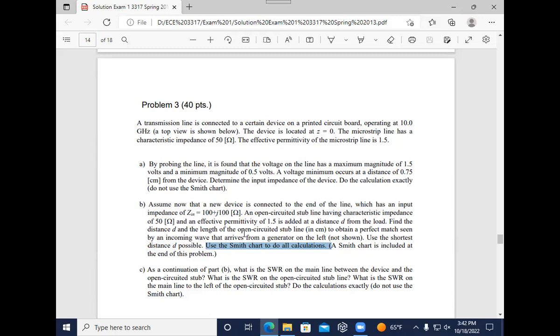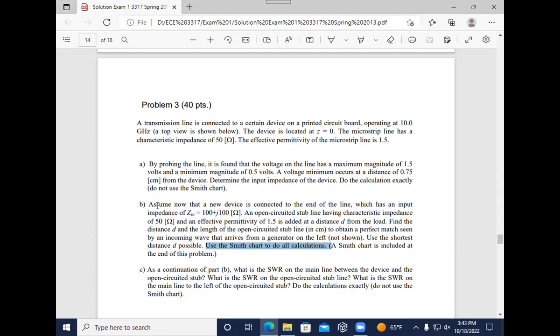On the same problem? Yeah, sure. Now A says do not use the Smith chart. A probe in the line is found that the voltage in the line is a max of 1.5, a minimum of 0.5. So that tells us the SWR is 3, right? A voltage minimum occurs at a distance of 0.75 centimeters from the device. Determine the input impedance of this device. Do the calculation exactly. Do not use a Smith chart.